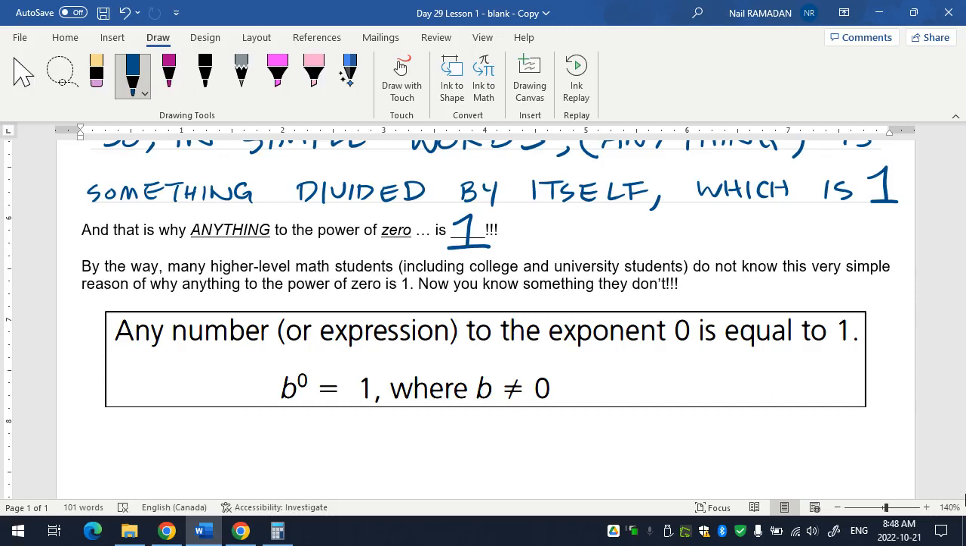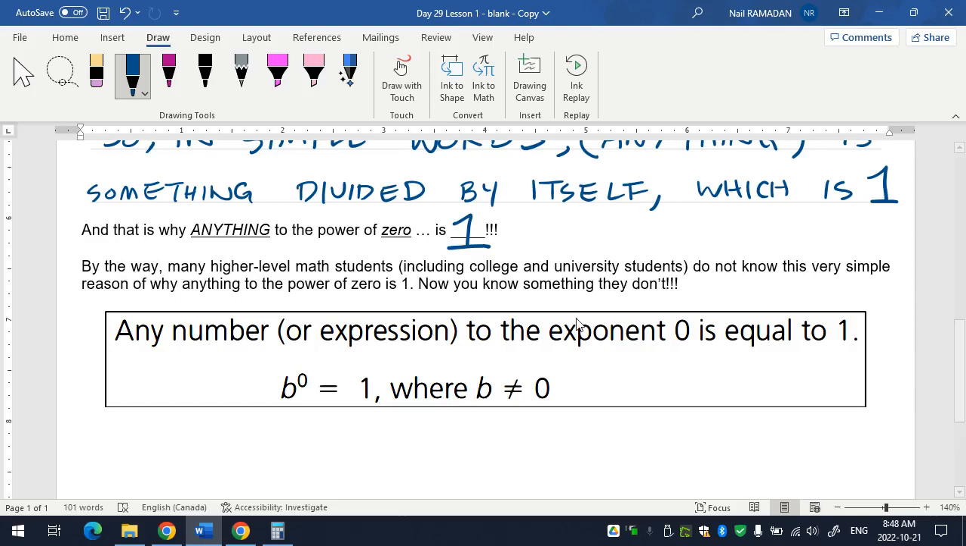So the rule says any number or expression to the exponent 0 is equal to 1. What does this one say here? B does not equal what? That's why this one is here, because some of you, when you plugged it in, what did you get? Sometimes it gives you what? Math error. So again, this is a special case.